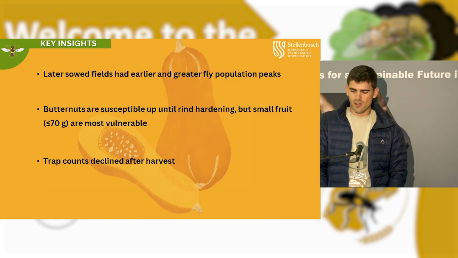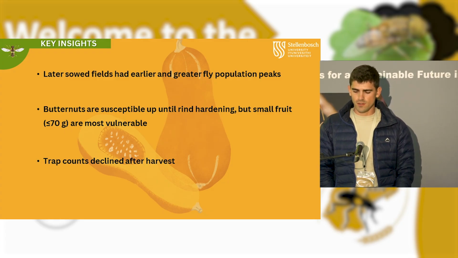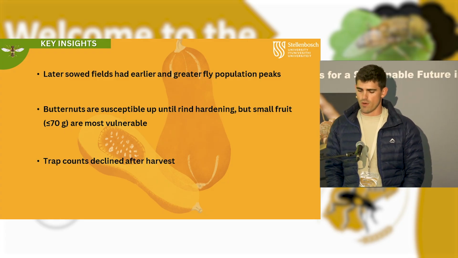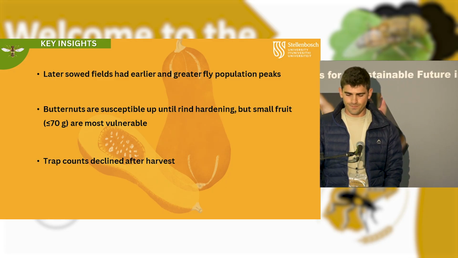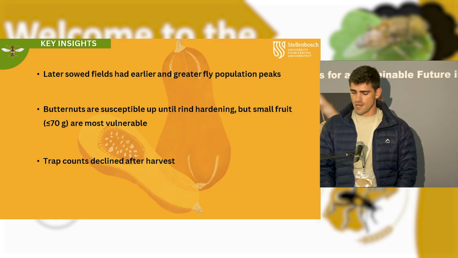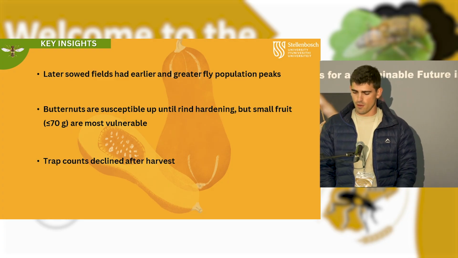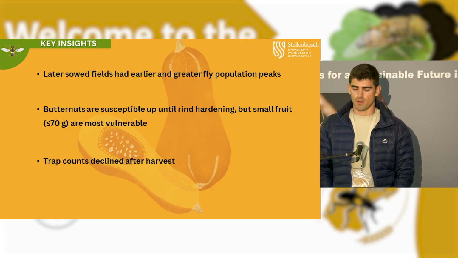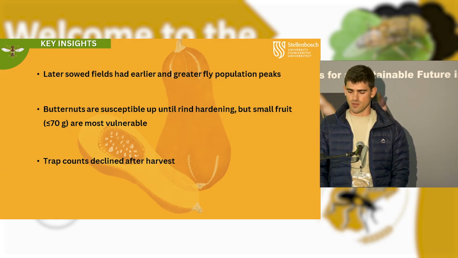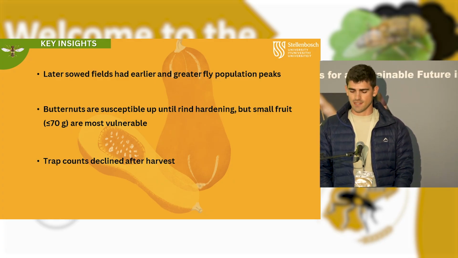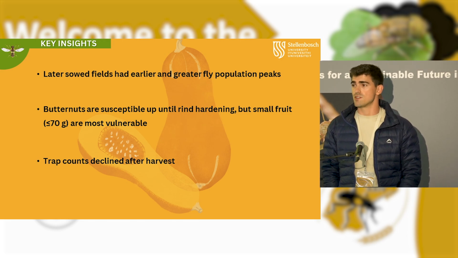To wrap up, here are some key insights with management implications. Firstly, fields sown later in the season showed a more rapid increase and a higher peak in Dacus ciliatus trap catches. Secondly, butternuts are susceptible to oviposition up until the rind hardens, but small fruit of up to 70 grams were the most vulnerable. These early stage butternuts were highly susceptible to infestation and contributed significantly to population growth, making targeted management during this stage essential.